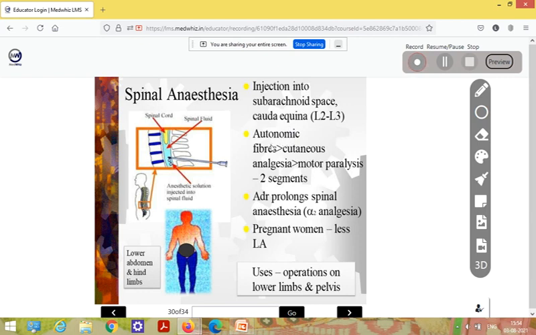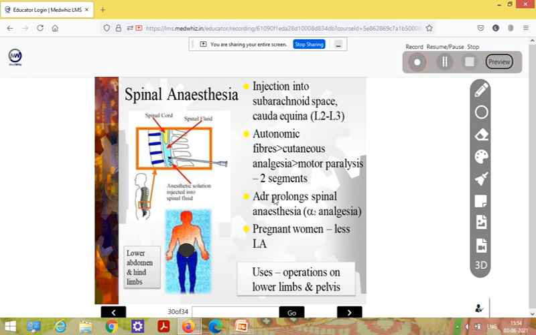So along with the autonomic fibers, all the other types of fibers are also going to be affected, but it is ideally the autonomic fibers which have a higher sensitivity when compared to your cutaneous as well as motor fibers. So it's usually 2 segments higher. And this technique is mainly used for anesthetizing the lower abdomen and also the lower limbs. So that is why for anything like a pelvic surgery or a lower limb surgery, you would be using spinal anesthesia.